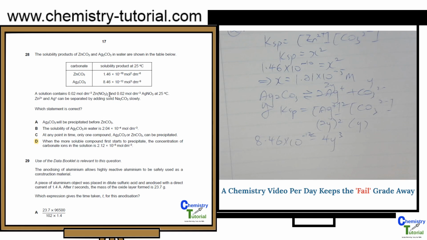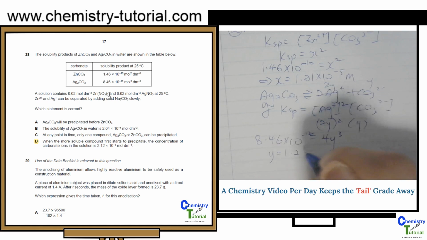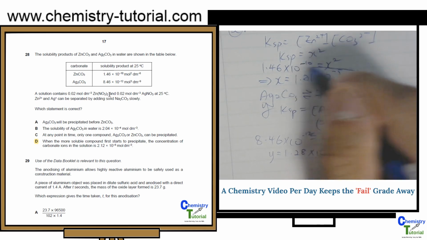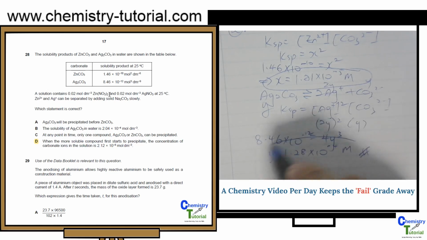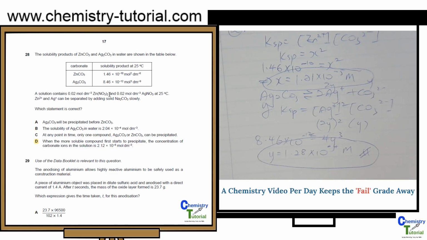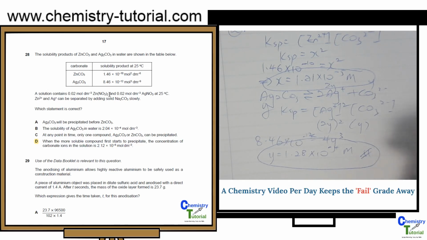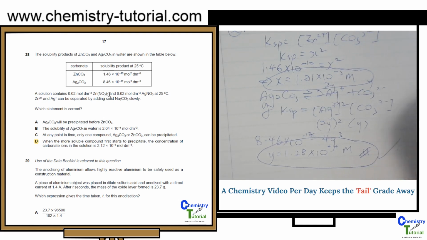So 8.46 times 10 to the power of minus 12 divided by 4, then cube root. So what we have is Y is equal to 1.28 times 10 to the power of minus 4 moles per dm cube. So compare this with this. Which one has a greater solubility? This one has a greater solubility. This is your silver carbonate.